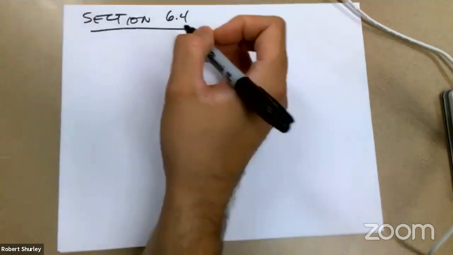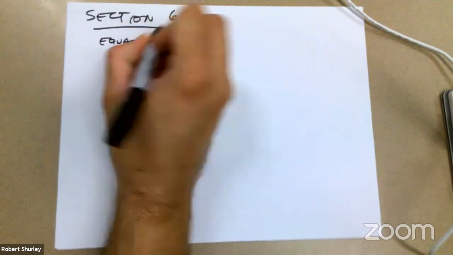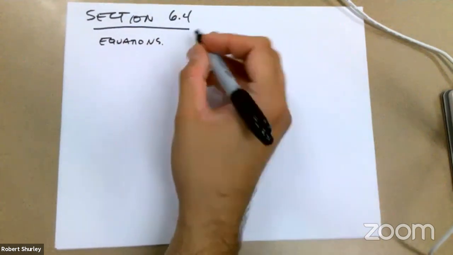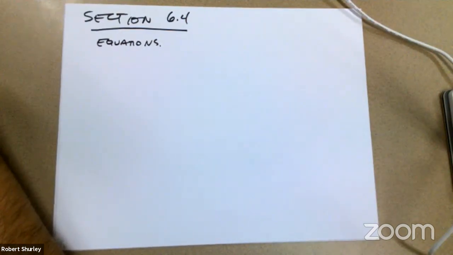So the difference in this section than any section before is we're going to have equations, right? Every section before, the 6.1, 6.3 that we've gone over, has all been just expressions, right? There has been no equal sign. So this one's going to have a variable. I think your book sticks to x. So we're going to be solving for x.